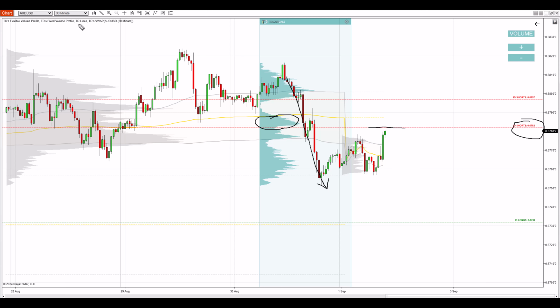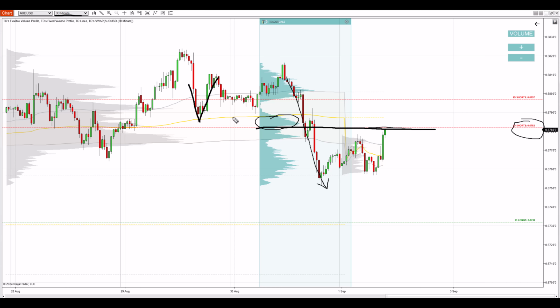Oh, and by the way, this is a 30-minute chart. I forgot to mention that. So this level is based on those heavy volumes. It is at the beginning of that heavy volume zone. And another thing it is based on is this thing.